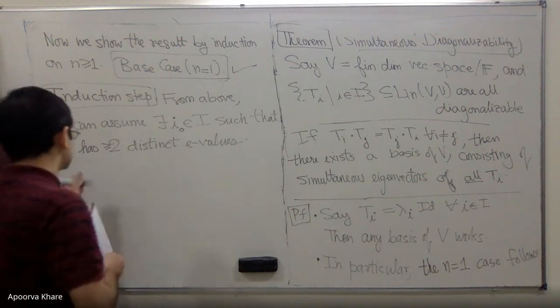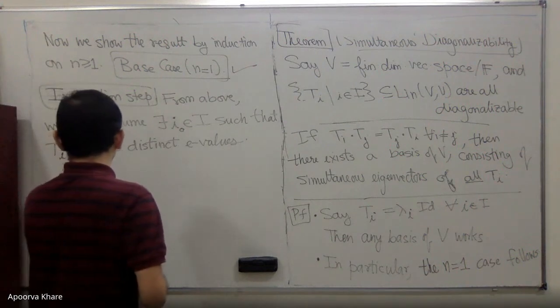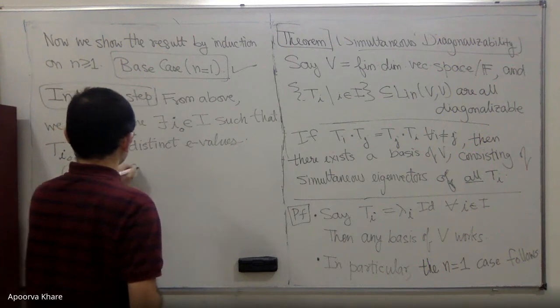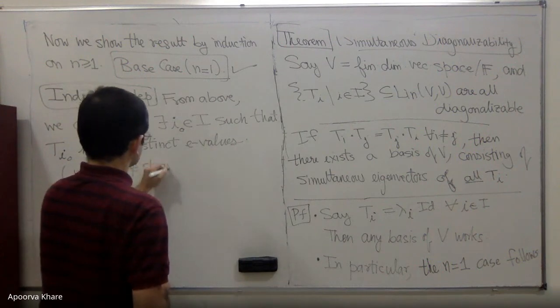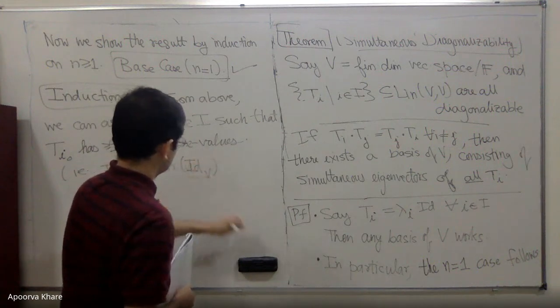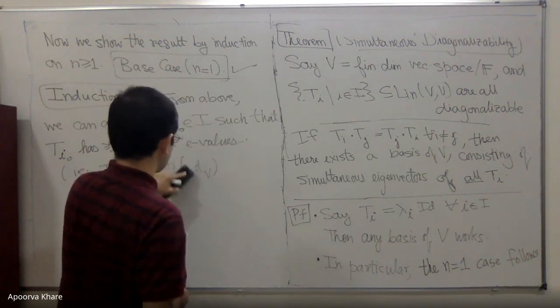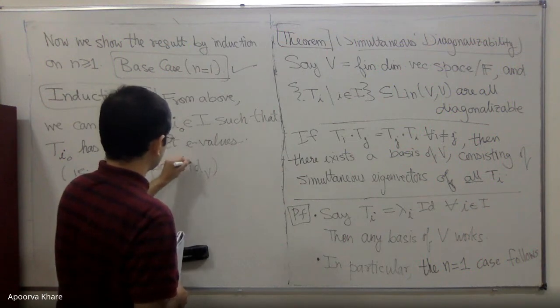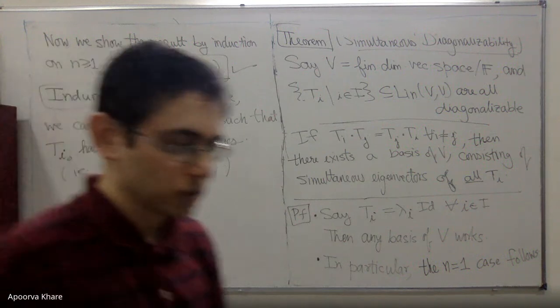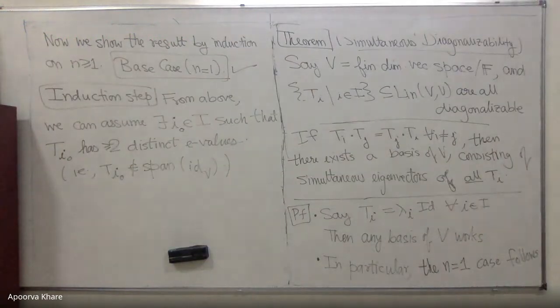Which is the same as saying Ti naught is not in the span of the identity. Sorry, this is the identity matrix. I meant the identity linear transformation. Okay, so that is what we can assume.